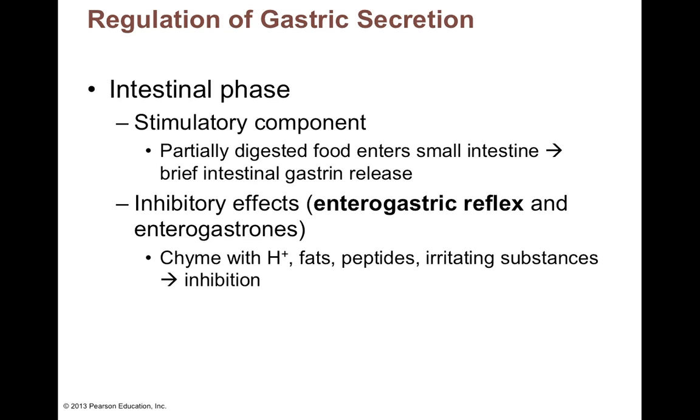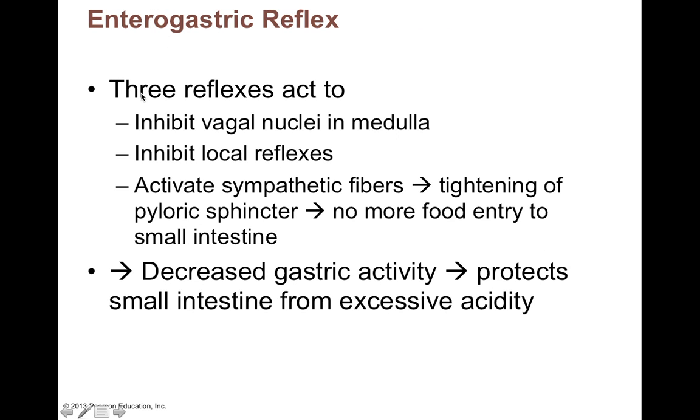Now, what these hormones do from your duodenum is they actually inhibit the stomach from secreting more acid, and they inhibit the stomach from contracting and moving that chyme into the duodenum, right? And so that's why you have this inhibition here. Now, these reflexes are mediated by vagal nuclei in your medulla. There's also local reflexes, and we have sympathetic nerve fibers that help to tighten up that pyloric sphincter as well.